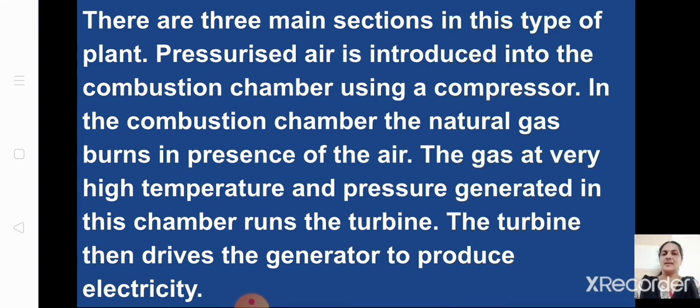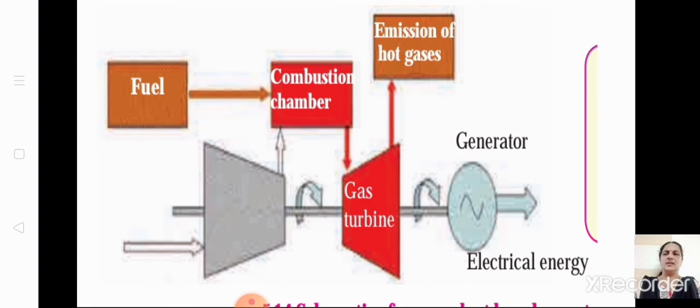So what is here? The gas turbine. When the natural gas is introduced into the combustion chamber, it is burned with the help of the presence of air. Then a gas of very high temperature and pressure is formed, and that helps to rotate the turbine, which in turn produces electricity. Understood this, children? Let us go to the next. You can see here this is a combustion chamber where gas is burned, and the turbine rotates with the help of this high pressure gas.